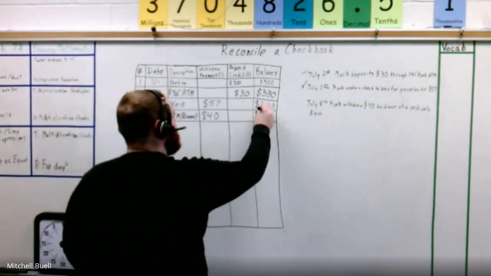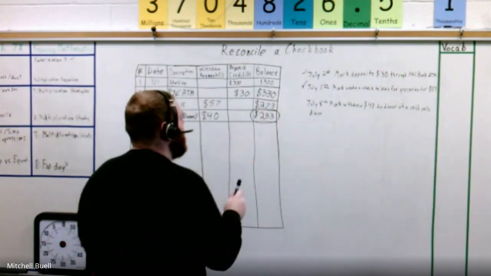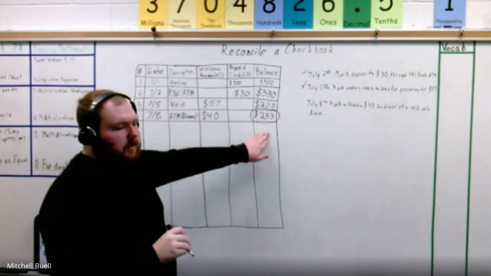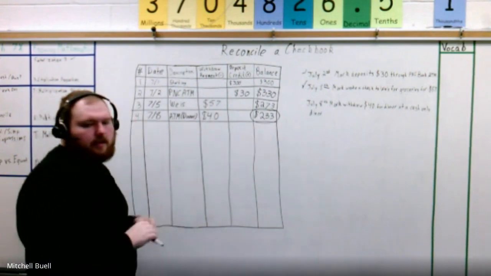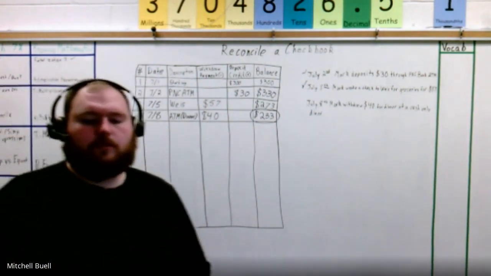Now, at the end, when you have done all this, you would need to find that new balance. Well, we've been doing that the entire time. So my new balance for Mark in his account is $233. If you have questions, please feel free to ask your teacher.